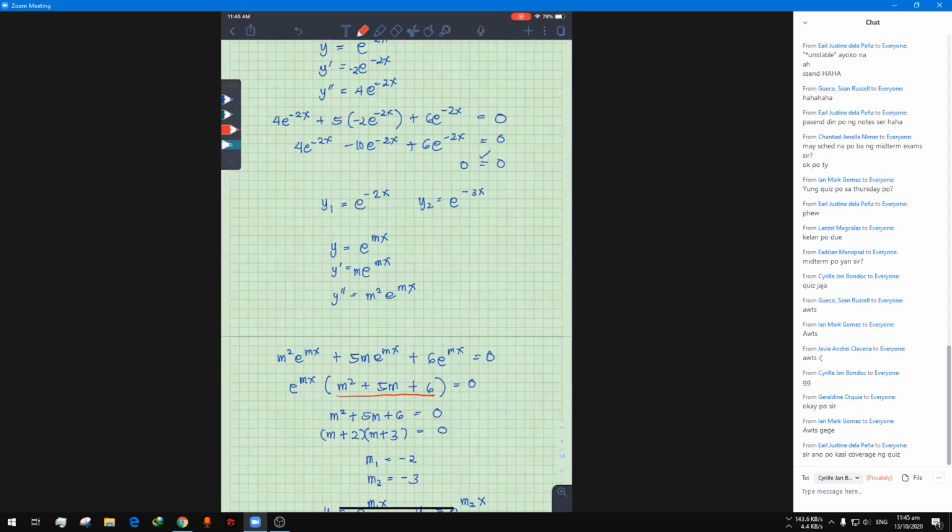Coverage ng quiz, dun sa methods of substitution. Start ka dun sa homogeneous and linear in two variables. Tapos, until electric circuits. So, pag-hanapin mo yung K as is, decimal, huwag kayong maglagay ng ln. So, decimal. Tapos, kung 4 decimal places, 4 decimal places ang ilalagay.